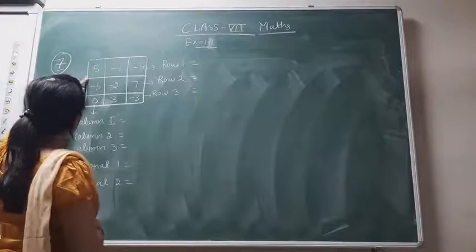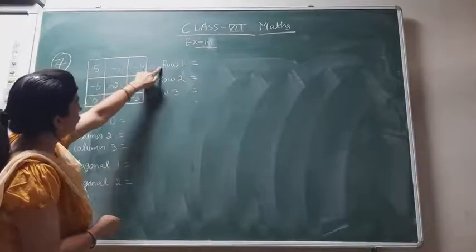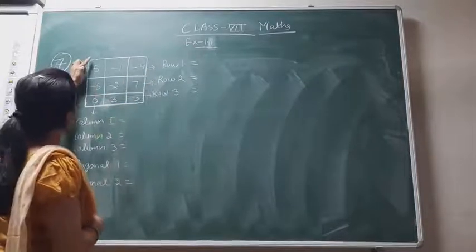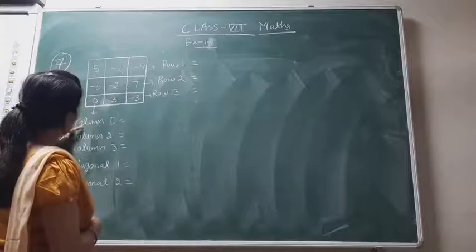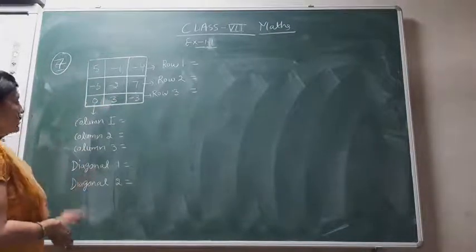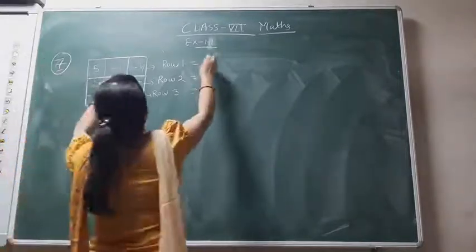So when we move from left to right, it is a row. This is our row 1, this is our row 2nd and this is our row 3rd. When we move from up to down, this is our column 1, column 2, and next is column 3. So firstly we will find their sum.